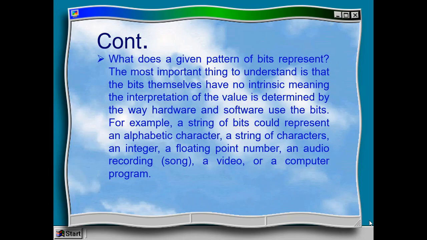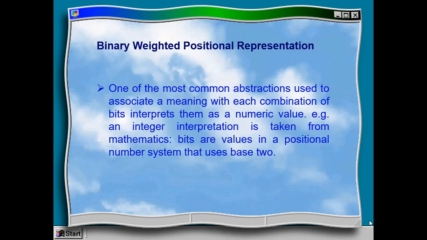What does a given pattern of bits represent? The most important thing to understand is that bits themselves have no strict meaning. The interpretation of values is determined by the way hardware and software use their bits. I've given a very good example there: a string of bits could represent specific characters, an integer, a floating point number, a computer program, etc. So it's the interpretation that matters.